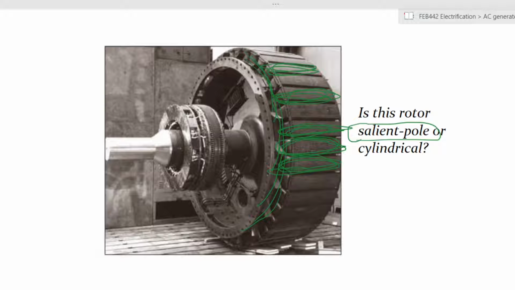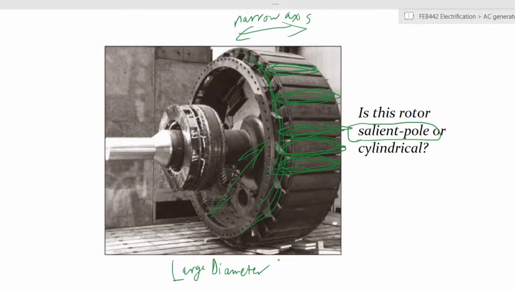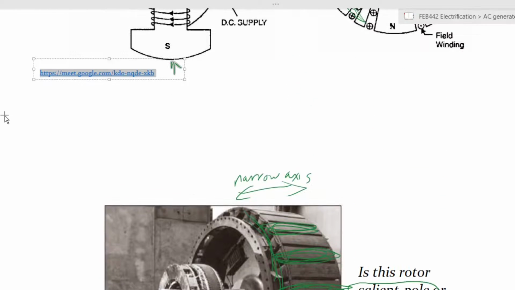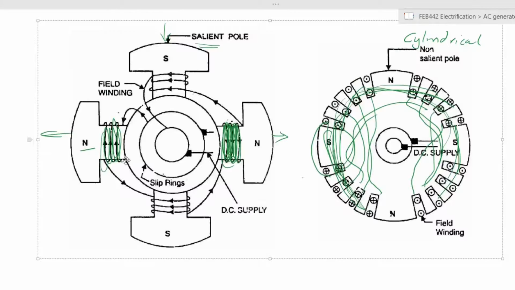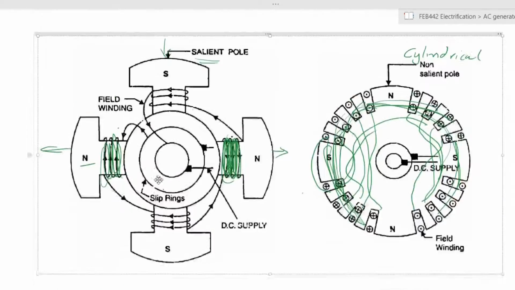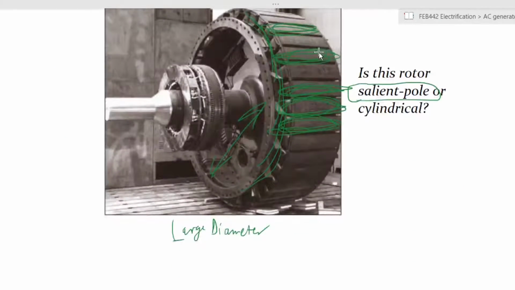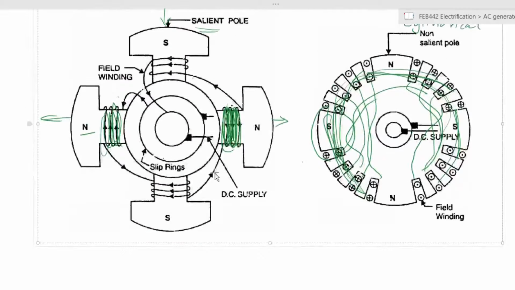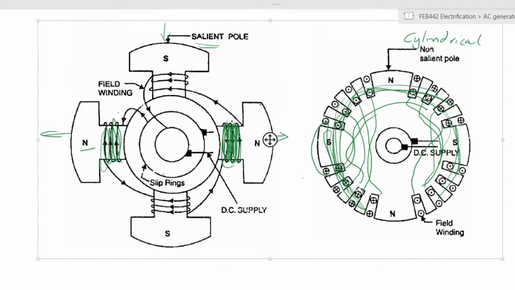And this shows an interesting characteristic of salient poles in that they have a large diameter, but their axis is very narrow. What is the reason for this? Generally, there are various applications of cylindrical and salient pole. The salient pole windings, because of the inherent weakness of the salient pole itself, this is a projection. This whole thing is a projection out of the main shaft.